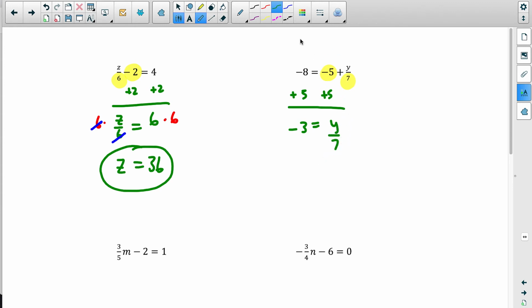That's Y divided by 7, so we do the opposite. We multiply by 7. What we do to one side, we also do to the other. So our 7's cancel out here. Ninja slice. We're left with Y on this side. And 7 times negative 3. Well, there's only one negative, so it's going to be negative, and 7 times 3 is 21.